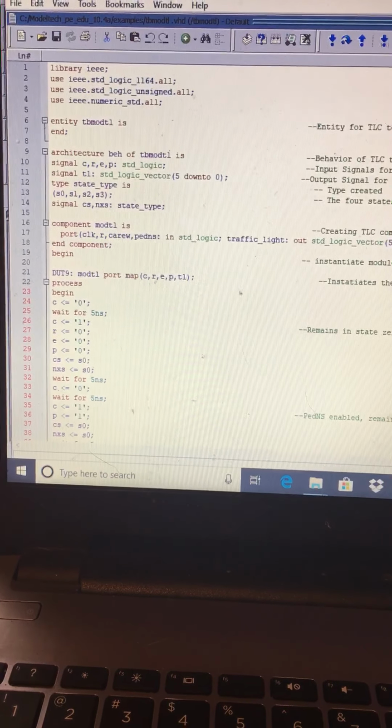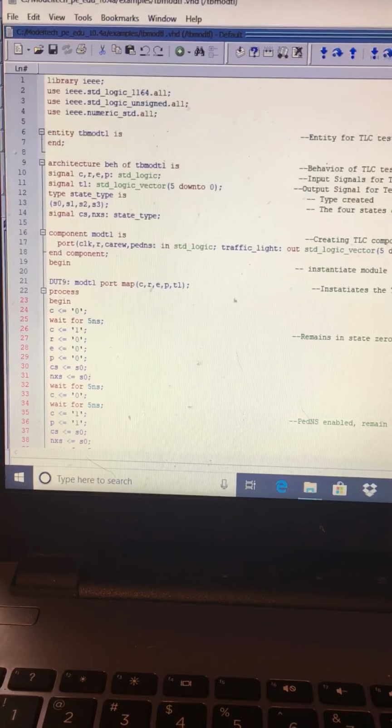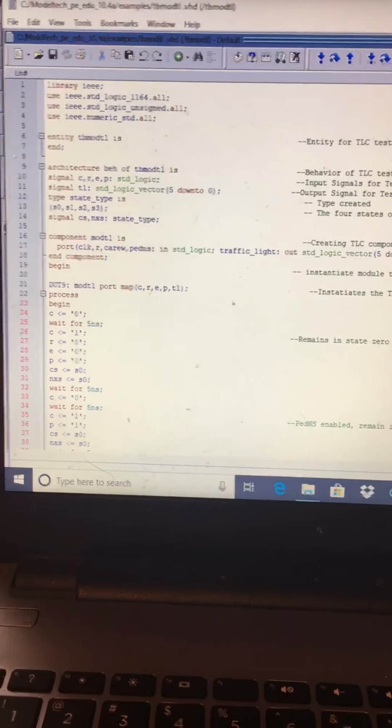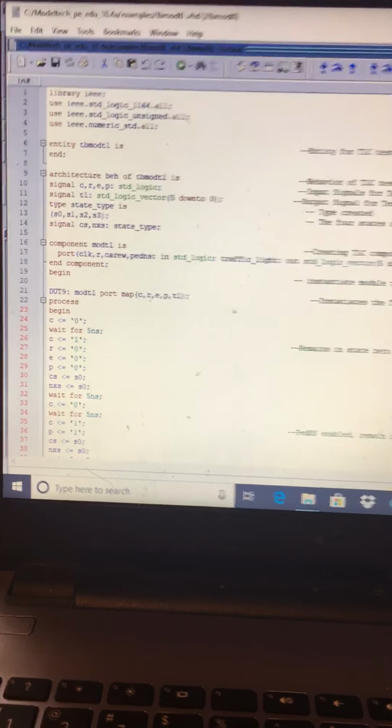My name is Bruce Whitfield. This is ECN 423, Section 1, Homework 8, Problem 14.9.2. This is the test bench for the modified traffic light.